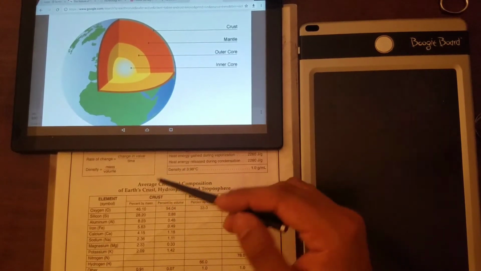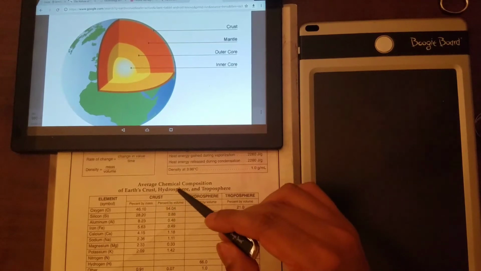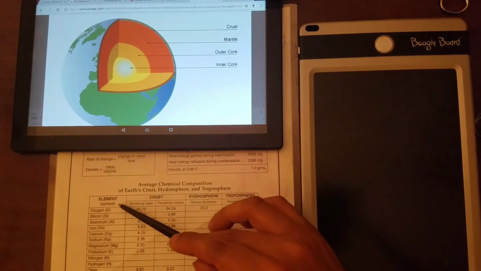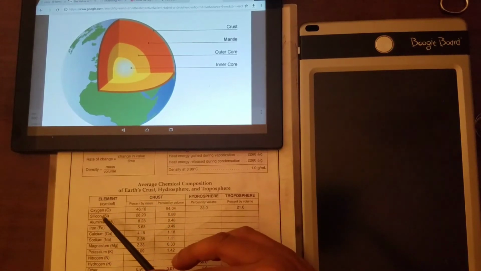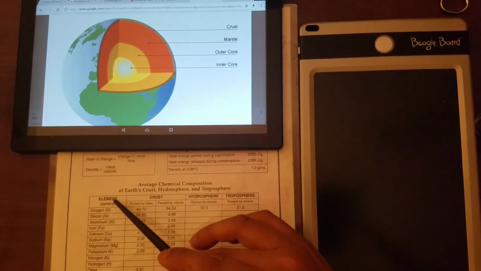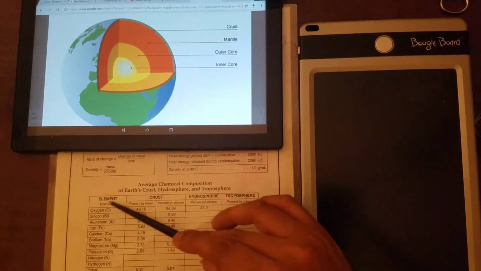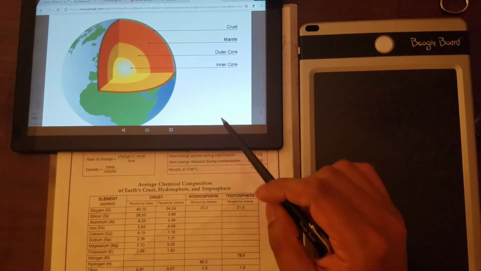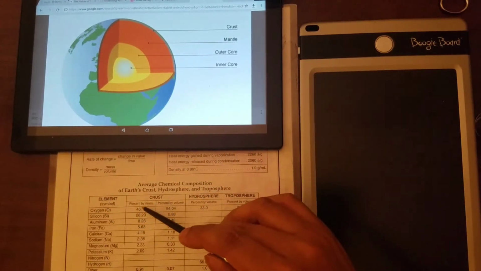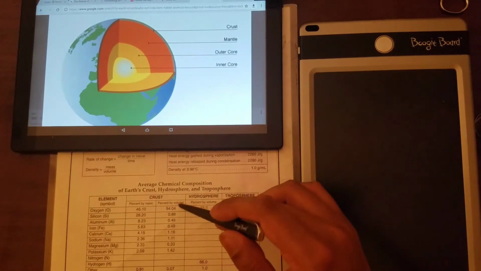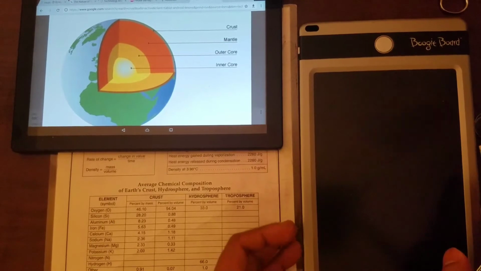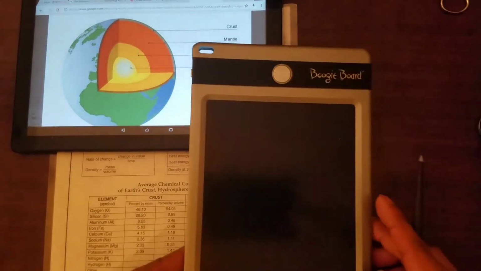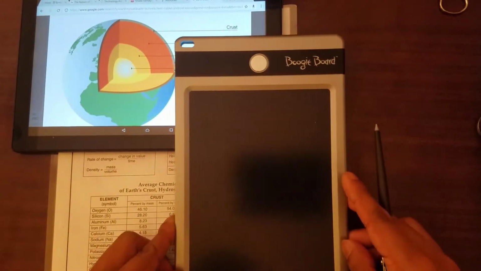I already told you that the Earth's crust is made of these elements. Out of all these elements, the most important one you can see is oxygen. It says the percent by mass is 46.10 and the percent by volume is 94.04. What do they mean? Let's quickly explain.